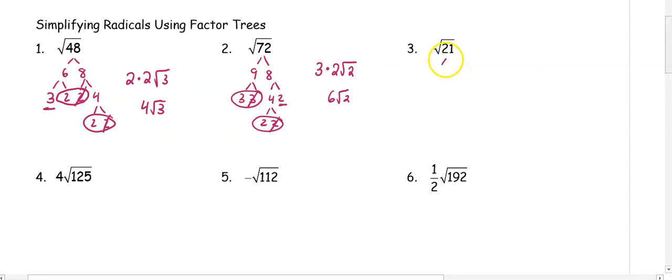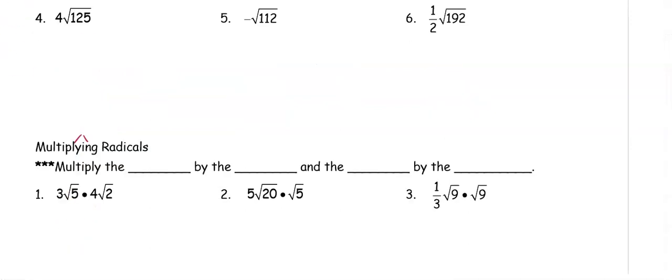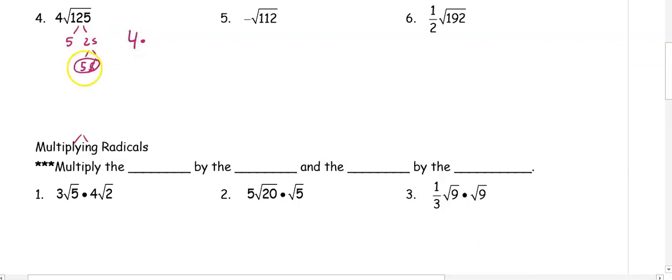Number 3, the square root of 21. If I break this down to 7 and 3, there are no pairs, so we already know that the square root of 21 is as simplified as it's going to get. Now, while simplifying the next ones, we have a number in front of our radical. When we focus on the number inside the radical, this can break down to 5 and 25 can break down to 5 and 5. There's already a number out front though, so that 4 has to multiply with our pair of 5s, and then there's a 5 left over in the radical. So 4 times 5 gets us 20 root 5.